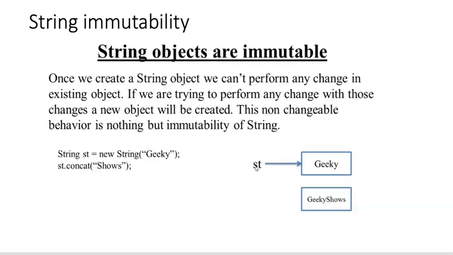In the previous lecture, we have talked about the string pool, how the string objects are created in the pool. Now we'll talk about string immutability. Strings are made immutable by default. That means once you create a string, you will not be able to change the value.